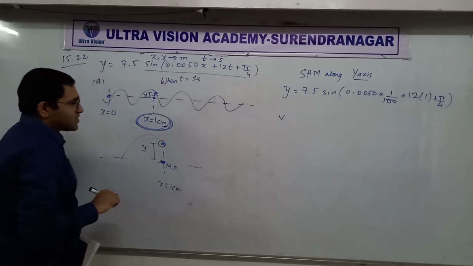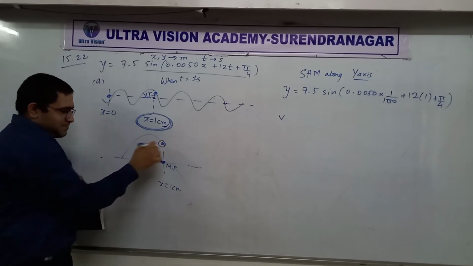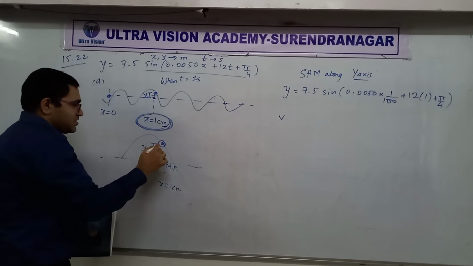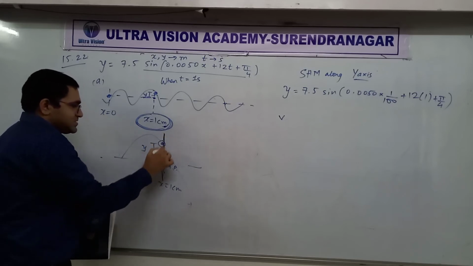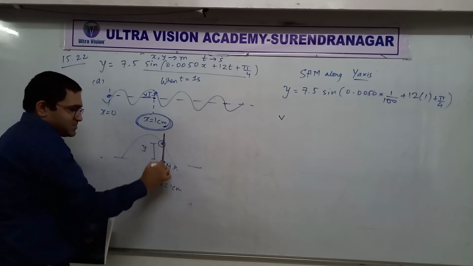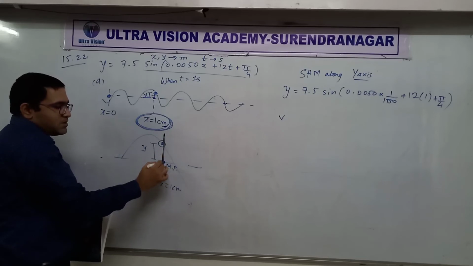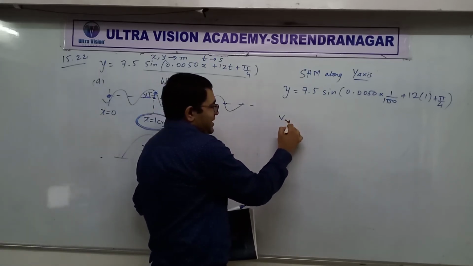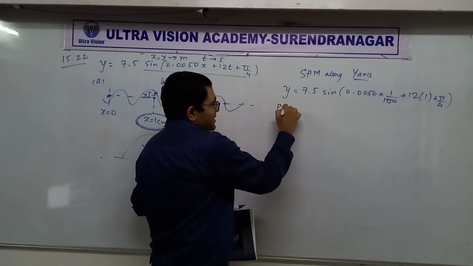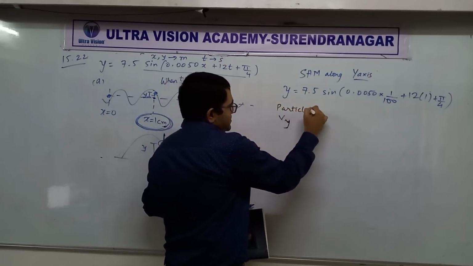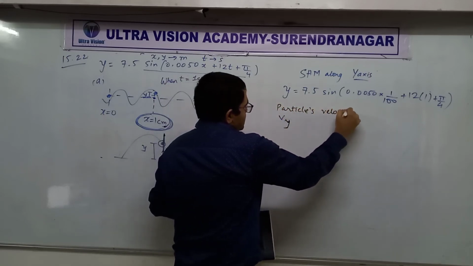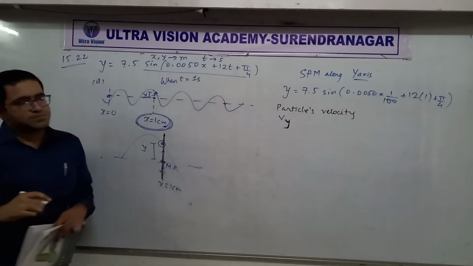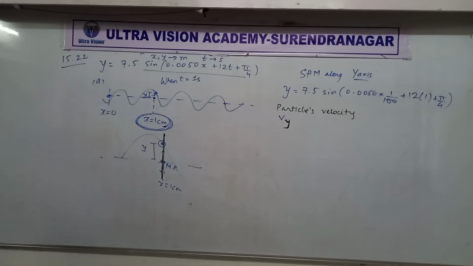Be careful. Do you realize that as this particle is moving oscillatory, it's doing a motion like this as the wave travels? Yes or no? So it will have a velocity in the y component or y direction. Clear or not clear? Particle's velocity in the y direction.